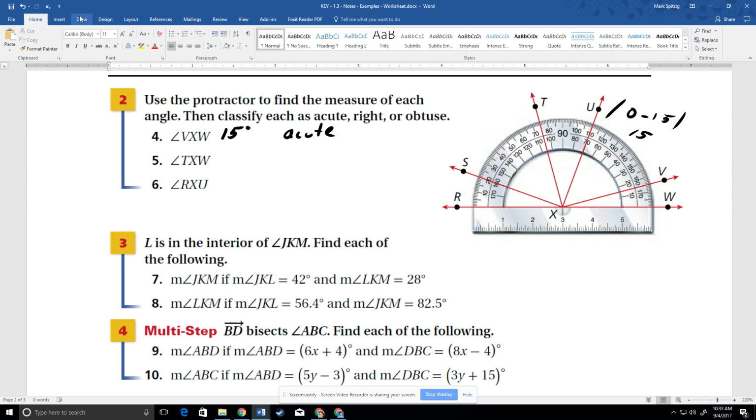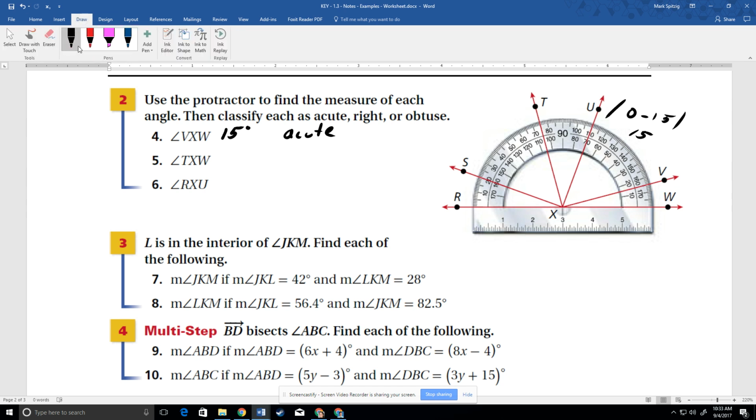Let's make this a little less here. And then we can do the next one. So TXW. All right, so this opens up. It looks like 105 degrees. And so that's just 0 minus 105 again. And so that's going to be greater than 90, but less than 180. So that's obtuse.